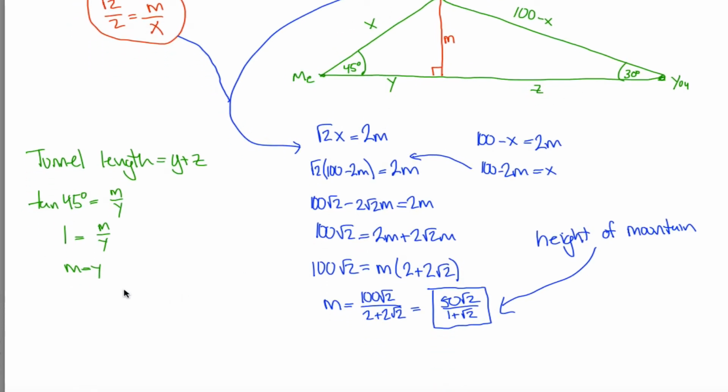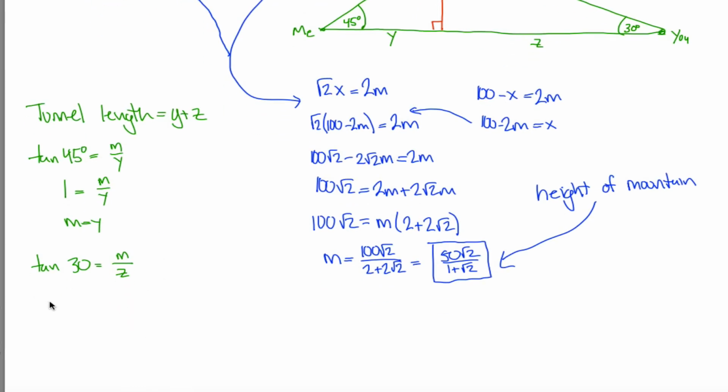Okay, what about z? Note that my answer is going to be y plus z, but I just figured out that y is equal to m, and I already know what m is over here. If I could figure out z, I'd be done. So how could we figure out what z is? Well, the tangent of 30 degrees is opposite m over adjacent z.